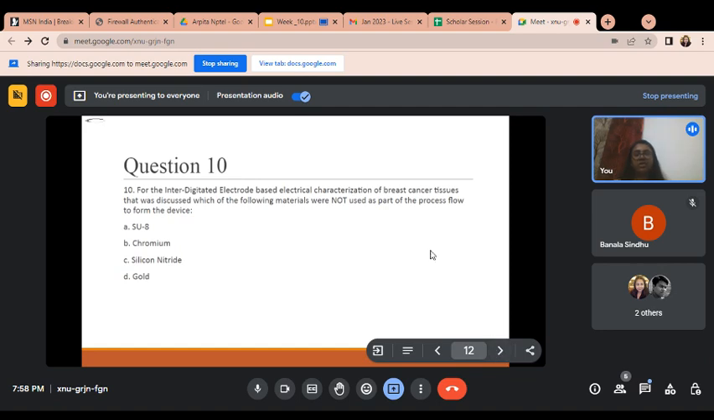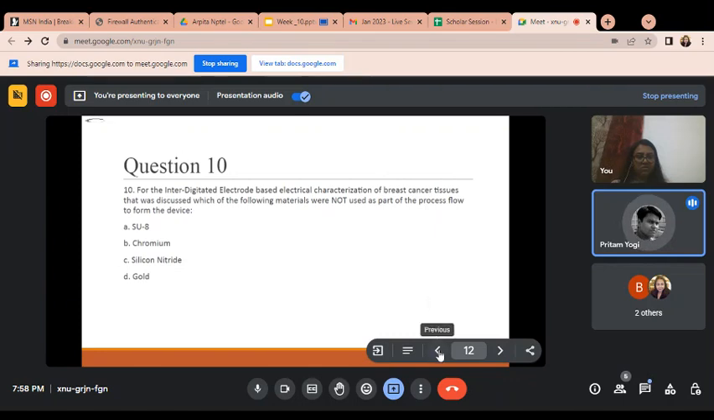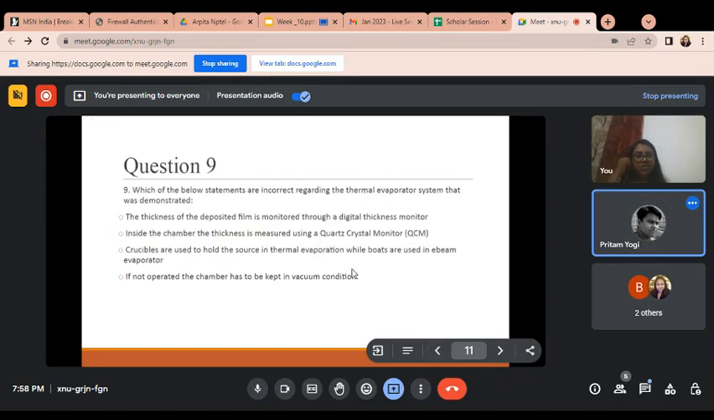Next, question number 10 is for the interdigitated electrode. I have a doubt based on question 9. Ma'am, can we use anything in both systems? It is true. But basically we use the crucible for the e-beam evaporation system, and boats are mainly used in the thermal evaporation system. But we can use both in both systems.